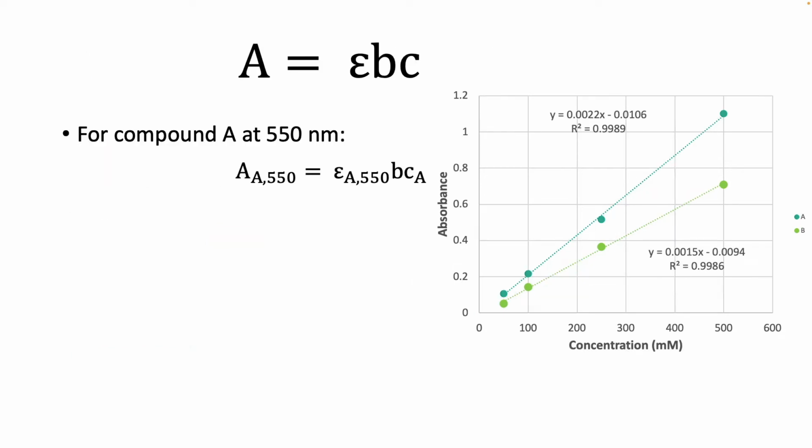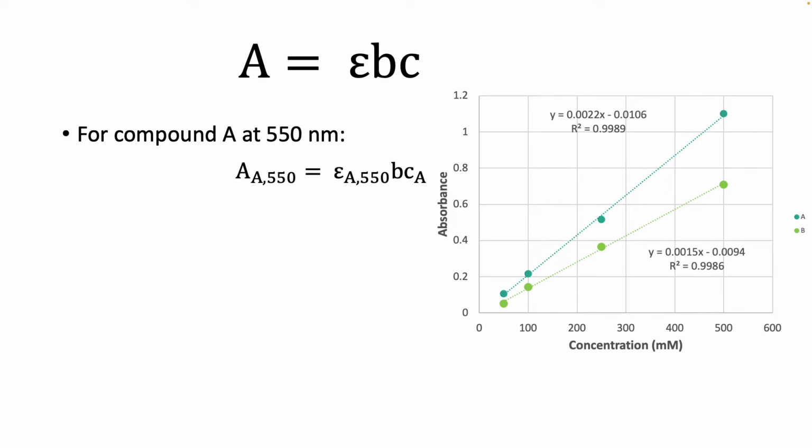So for compound A, the absorbance of A at 550 nanometers, and again, I'm just going to take Beer's law, I'm going to plug in what I know, is going to be the molar absorptivity coefficient at 550 nanometers times the path length the light is traveling through times whatever the concentration of A is.